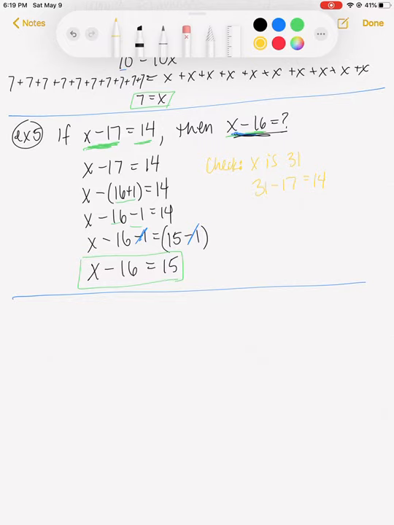Well, it wants us to know what x minus 16 is. So we know x is 31, so 31 minus 16 is actually equal to 15. Okay, and so that checks right here and right here. So this kind of check you can do: take your answer and just substitute it back into the original equation for the variable. Example number 6.